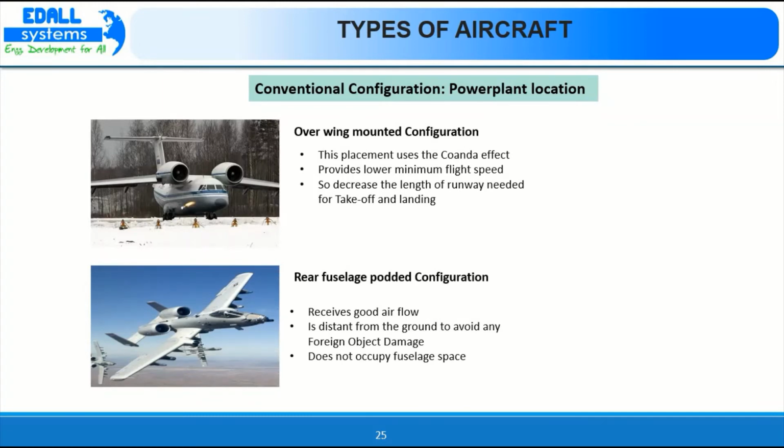Then we have the rear fuselage configuration. Engines are placed at the back, or rear, of the fuselage and are connected with the fuselage body itself. This kind of configuration receives good airflow, it is distant from the ground to avoid foreign object damage, and it does not occupy any fuselage space. Such aircraft were seen earlier, where engines were podded in the rear fuselage section.